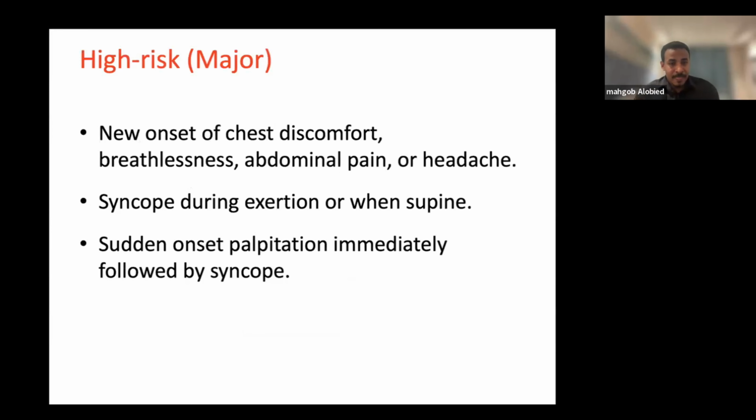So going on, this is the most serious sign you have to get. If the patient tells you I have discomfort before the episode, breathlessness or abdominal pain or whatever, that is a high risk. If they have it during exercise or in the supine position, that's a high risk. If he has a sudden onset of palpitation, it is a high risk.